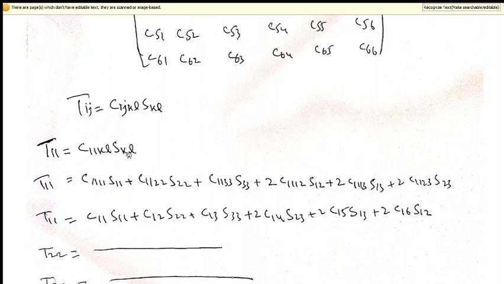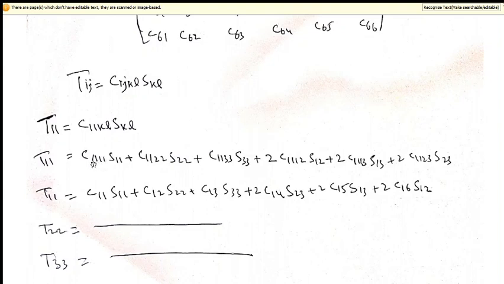T11 equals C11kl Skl. Let us vary k and l: C1111 S11 plus C1122 S22 plus C1133 S33 plus C1112 S12 and C1121 S21. So we can write 2 times C1112 S12, because we know that C1112 equals C1121. Similarly, 2 times C1113 S13 plus 2 times C1123 S23.